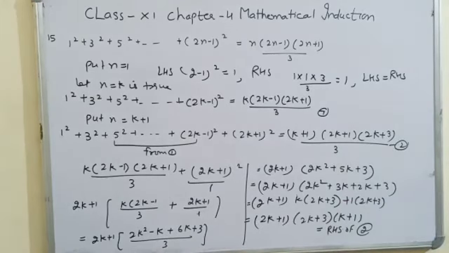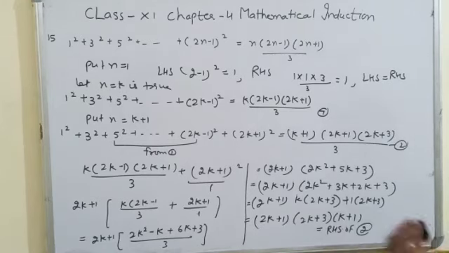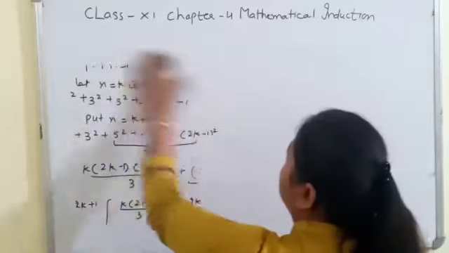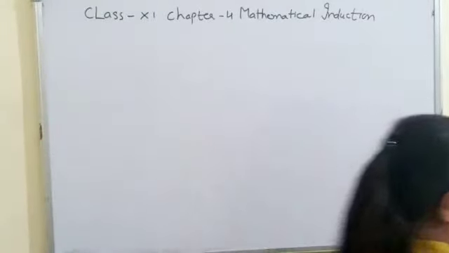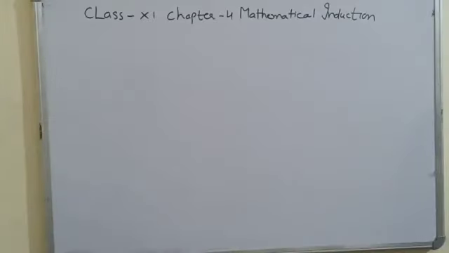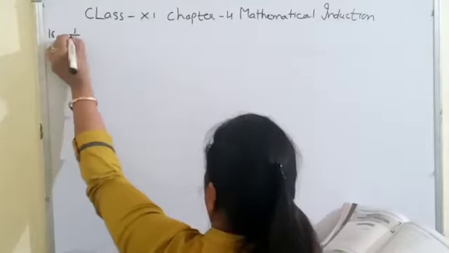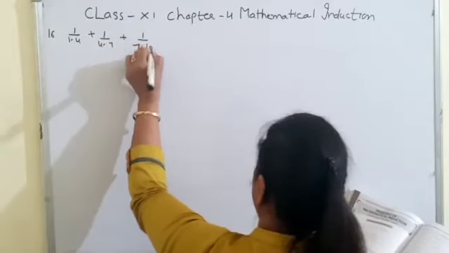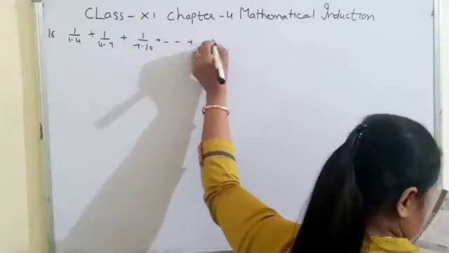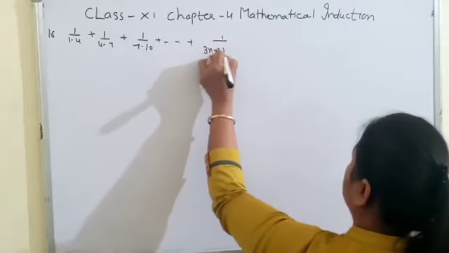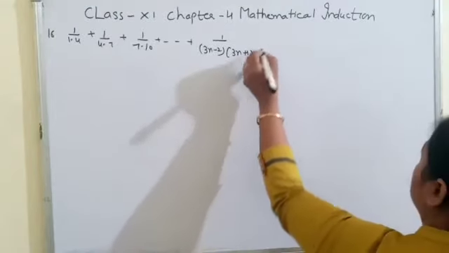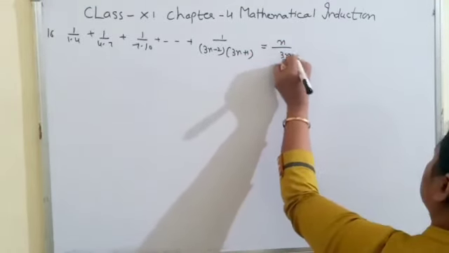After 15, let's see the result for question number 16. 1 upon 1 into 4, plus 1 upon 4 into 7, plus 1 upon 7 into 10, plus so on, plus 1 upon (3n minus 2)(3n plus 1), is equal to n upon (3n plus 1).